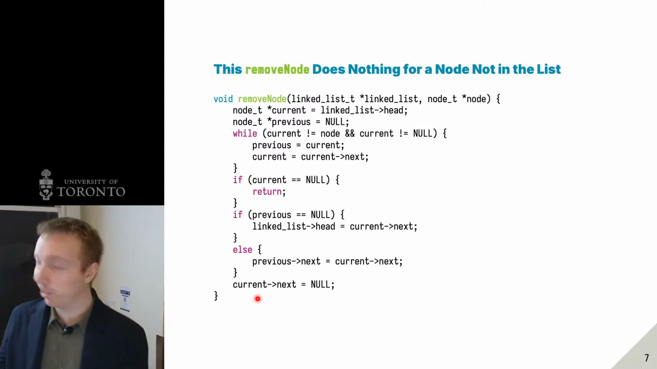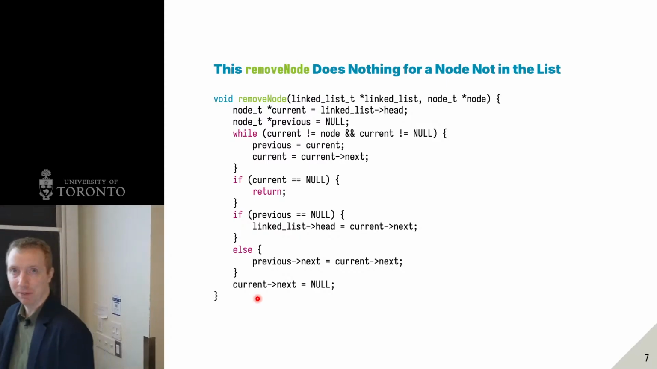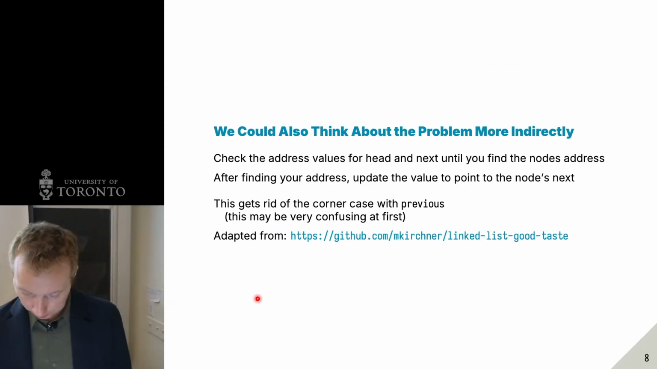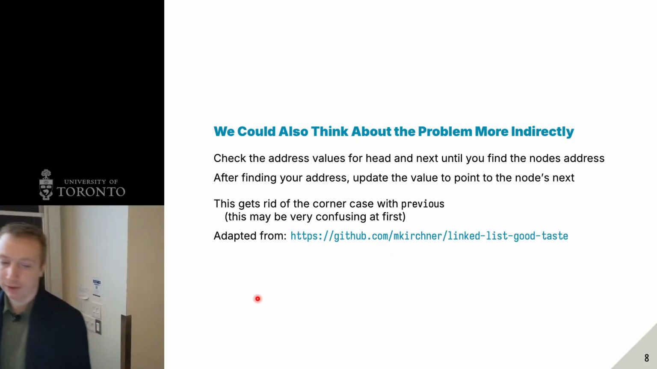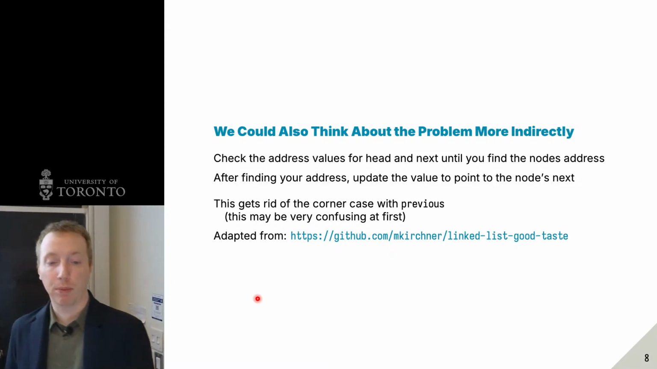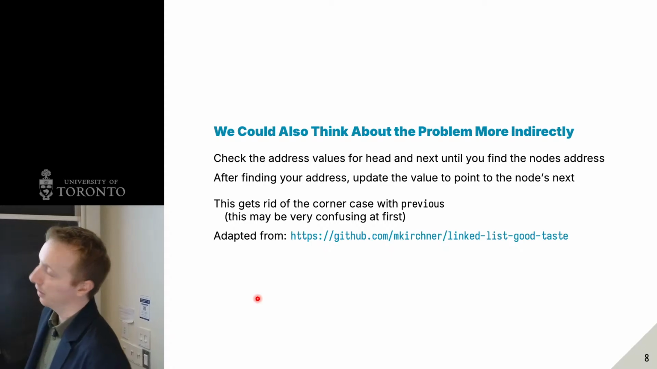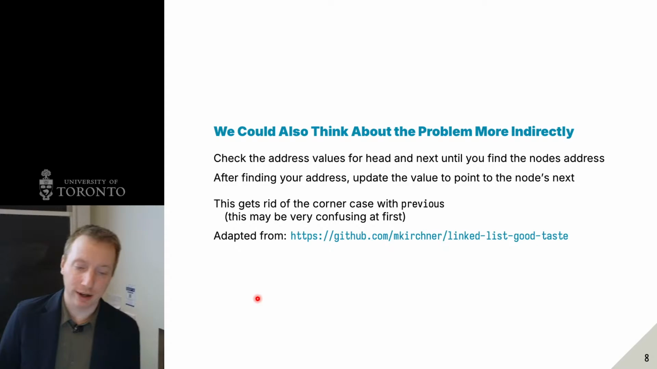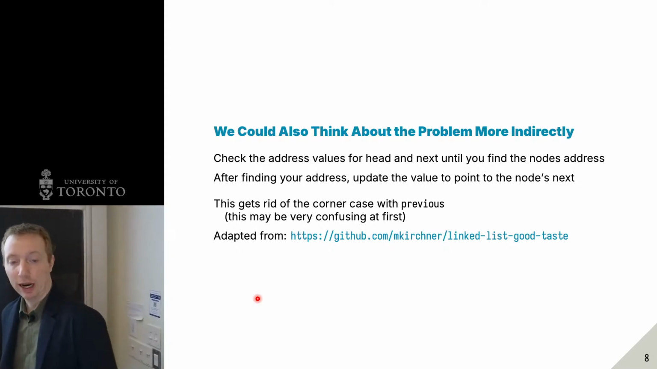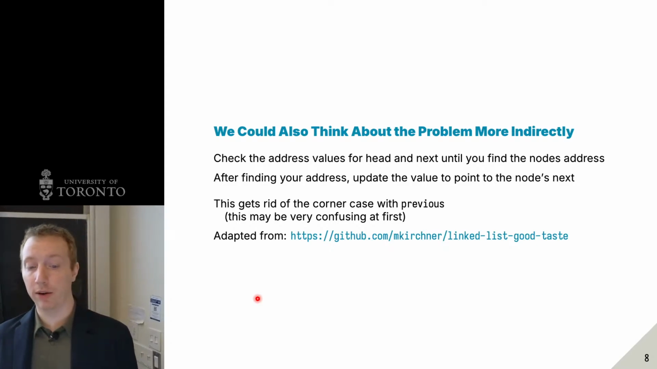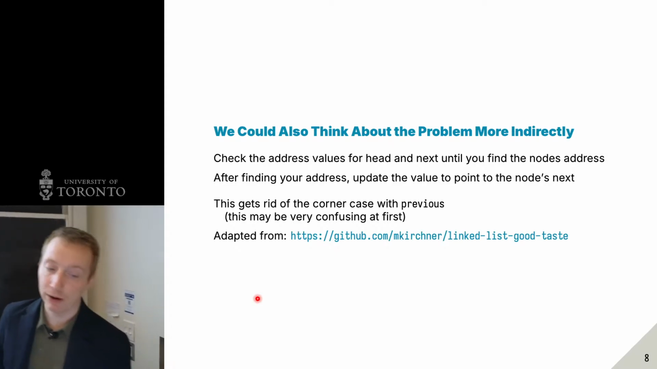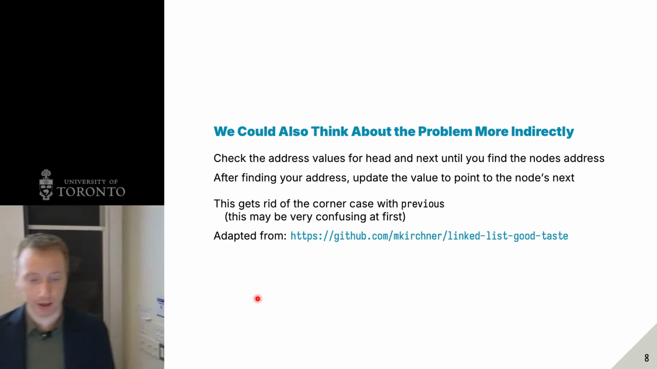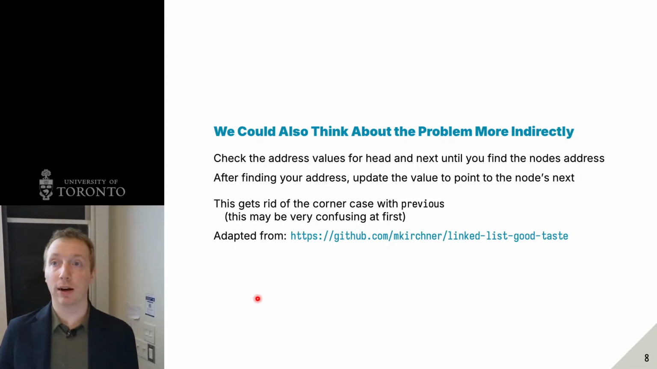So another way to structure it that may or may not be slightly cleaner, again, up to you. You could also think of that problem a bit more indirectly. We could, on the other hand, check the address for values for head until you find the node's address. After finding the address, just update that value to point to that node's next. So this gets rid of the edge case.